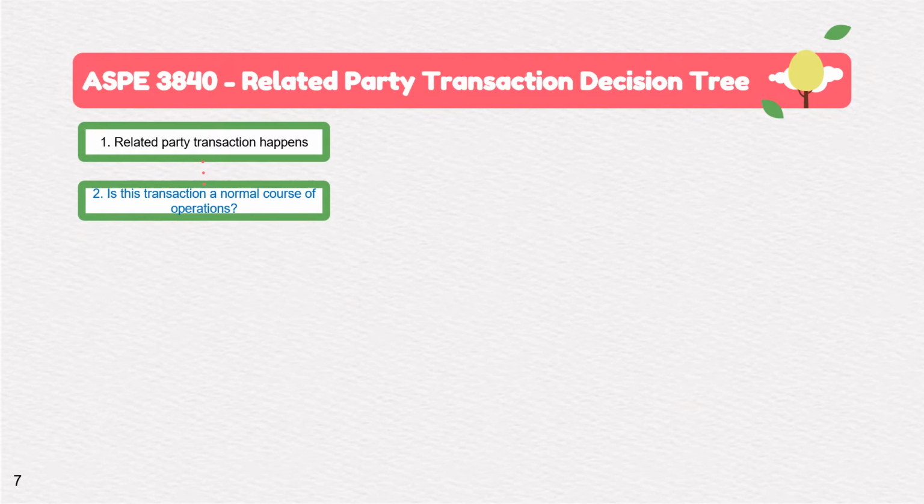Then we ask ourselves, is this transaction in the normal course of operations? What this means is, is this what the company does for their bread and butter? Do they do this often? Do they do it frequently? Do they do this almost on a daily basis?